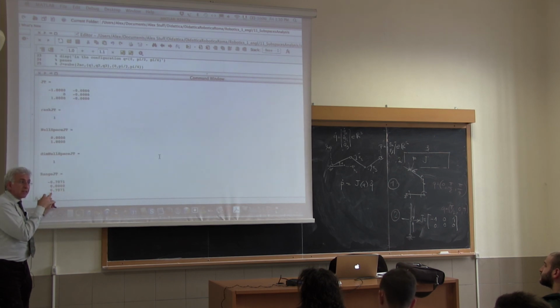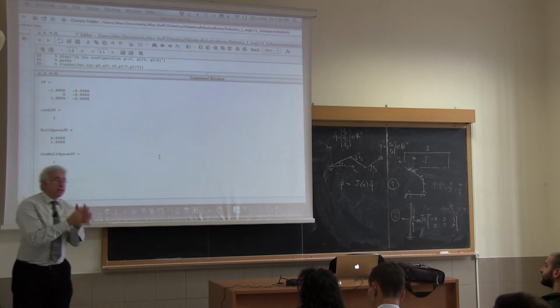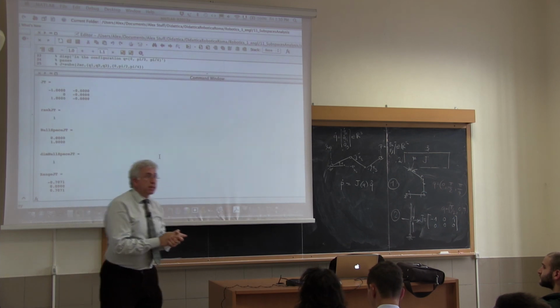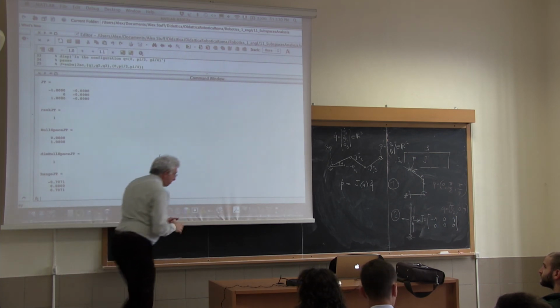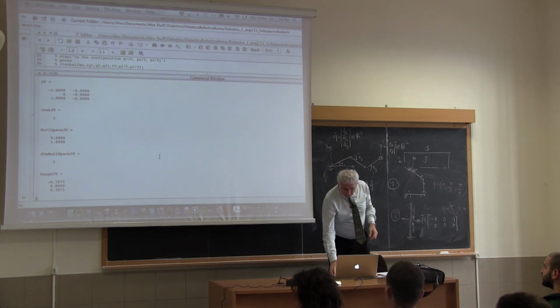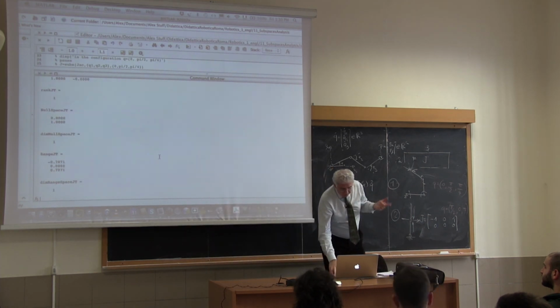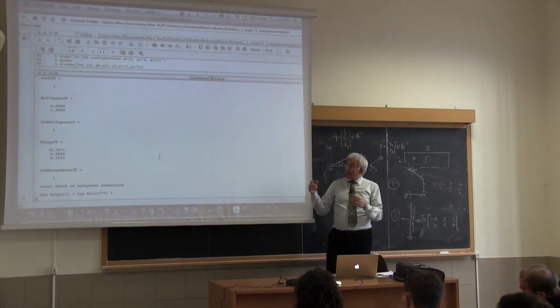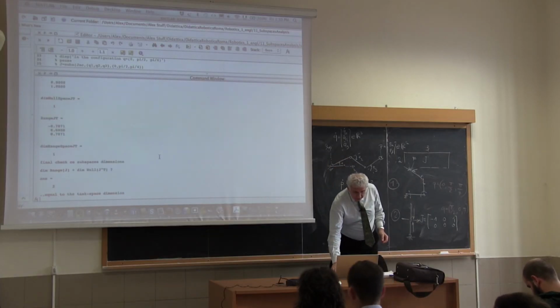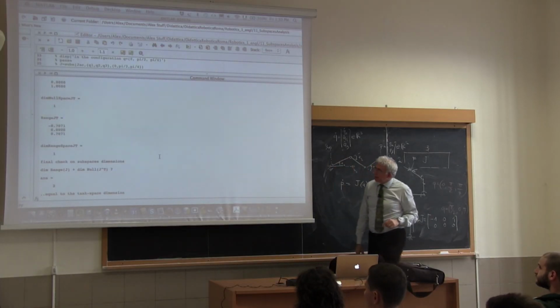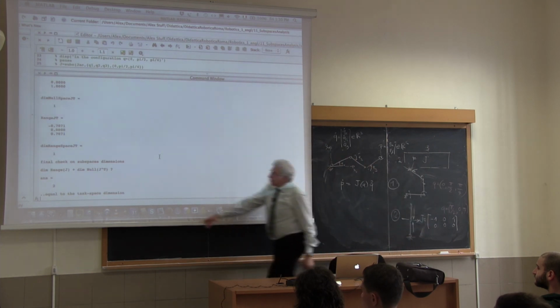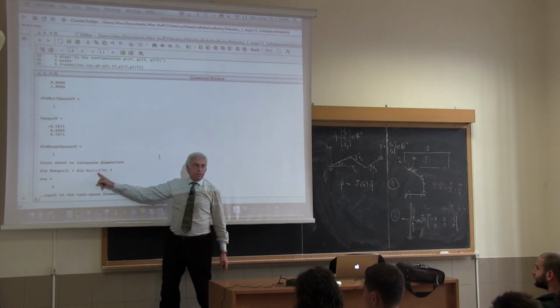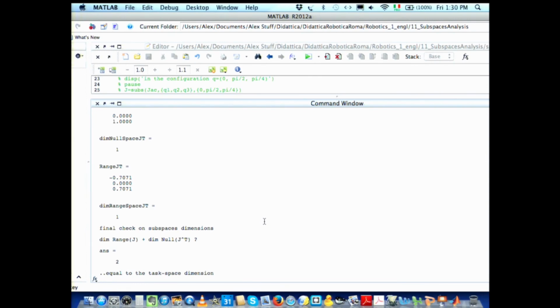This is a computation inside Matlab. It only provides basis vectors of subspaces which have unitary norm, just for normalizing things. So it's only one vector, so the dimension is 1. And the final check, as before: if we sum the dimension of the range of J and of the null space of J transpose, I should find 2, because it's in the Cartesian space. And in fact, this is 1, and this is 1, and so I have 2.